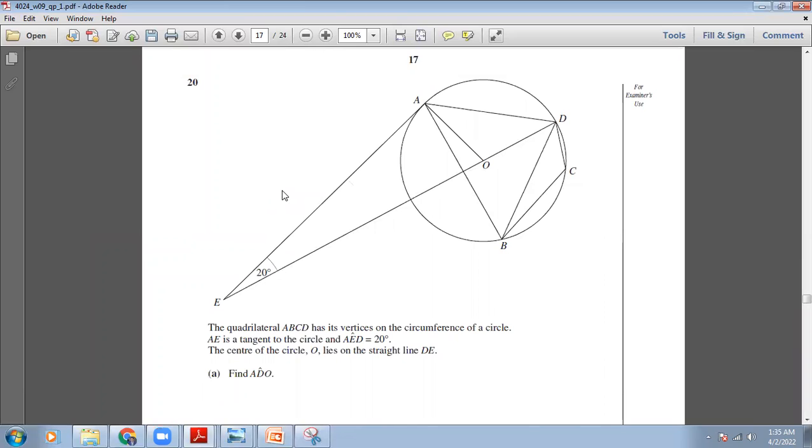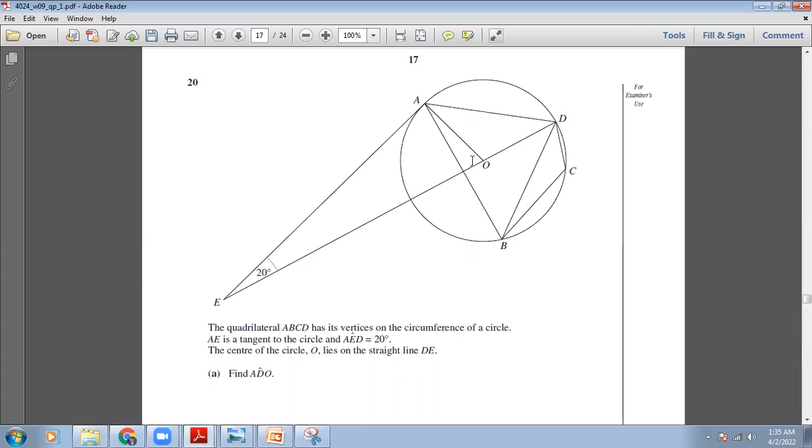The quadrilateral ABCD has its vertices on the circumference of a circle. So it's a cyclic quadrilateral, and the sum of the angles in the opposite corners will be 180. AE is the tangent to the circle and the angle AED is 20 degrees. The center of the circle O lies on a straight line DE. Find ADO. Okay, so we want to find basically this angle.